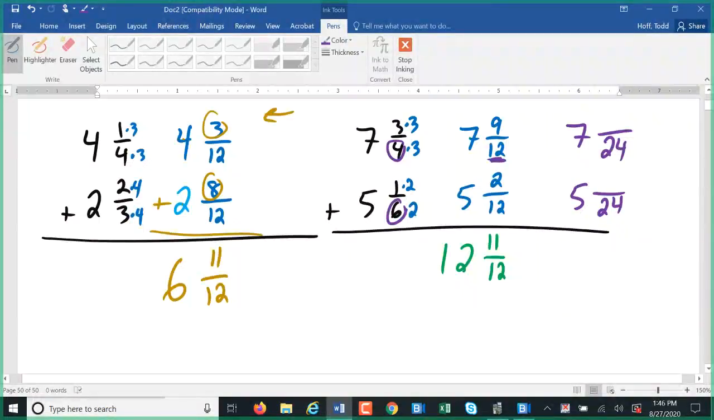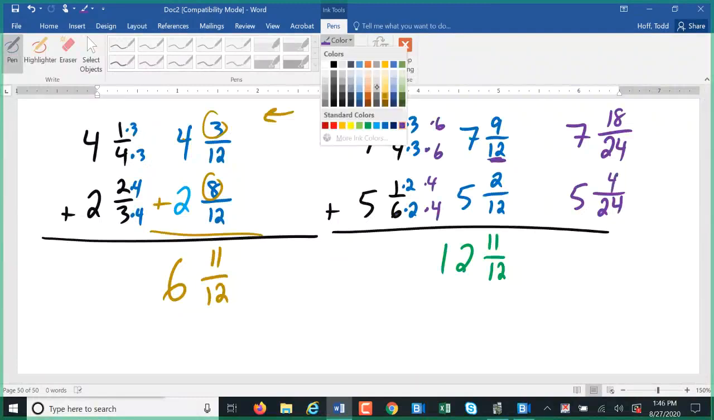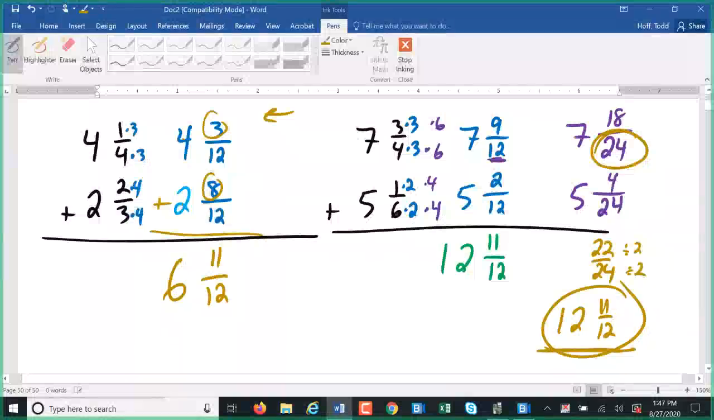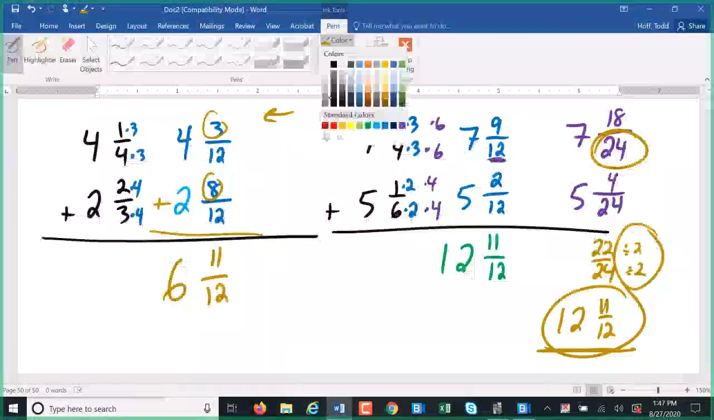4 times 24. To make 4 into 24 would be times 6. So 3 times 6 would be 18 24ths. 6 has to multiply by 4 to get 24, so 1 times 4 would be 4. When we add 18 and 4 we make 22. Well, 22 24ths, we see we can reduce that by 2 to get 11 twelfths. And 7 plus 5 is 12. So if you use a larger denominator, you'll still get the right answer. You just may have to do an extra step at the end to reduce the fraction portion of your answer.